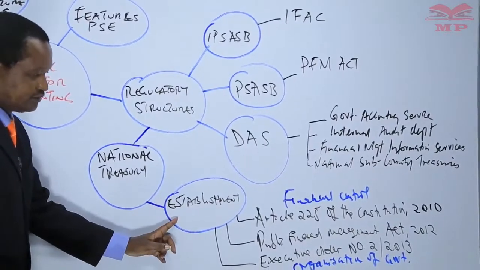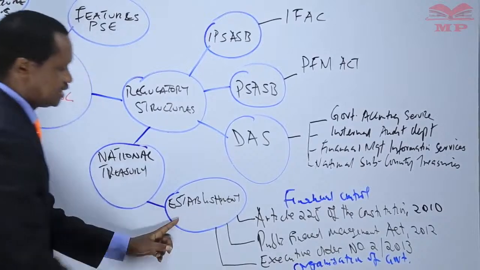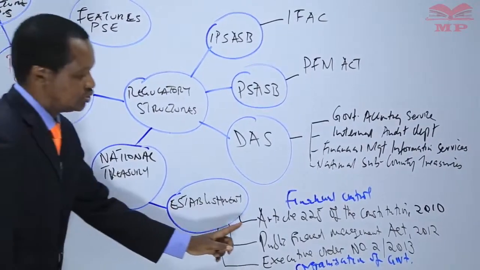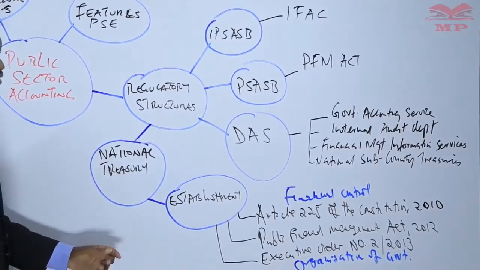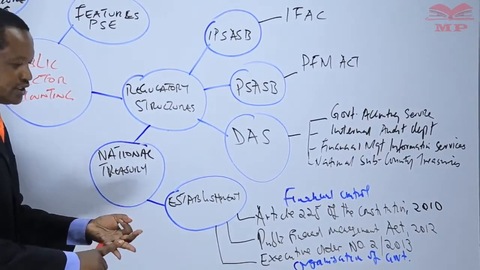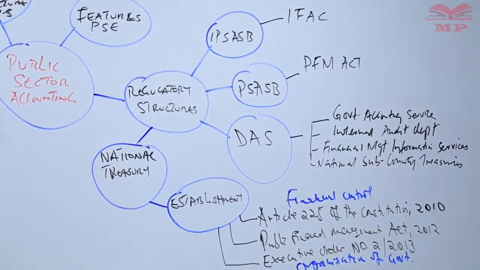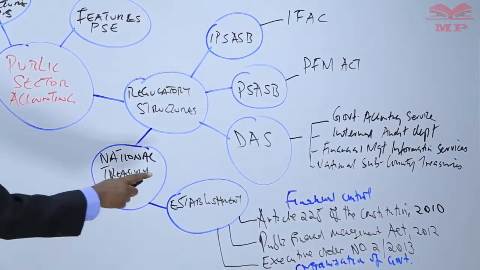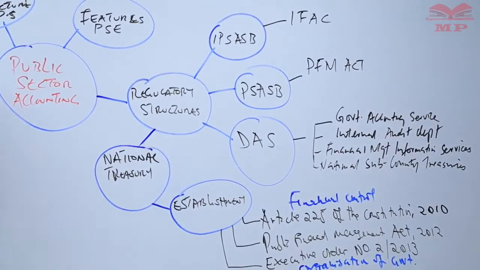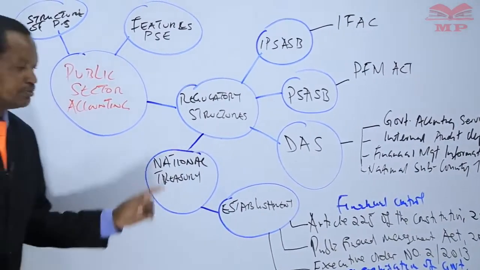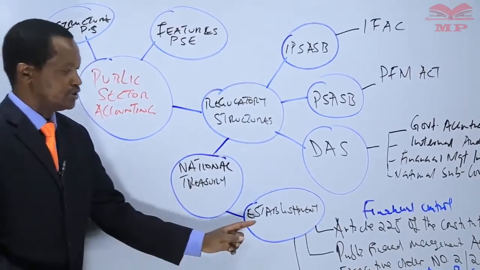So we have learned about establishment. How was it established? It's through these 3 articles, all right? The Constitution, an Act of Parliament, and the Executive Order. I hope that is clear enough. Let's now move on to the functions and responsibilities of the National Treasury. We have seen the establishment.